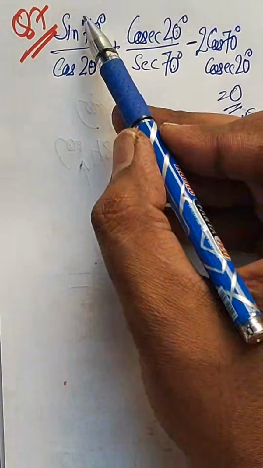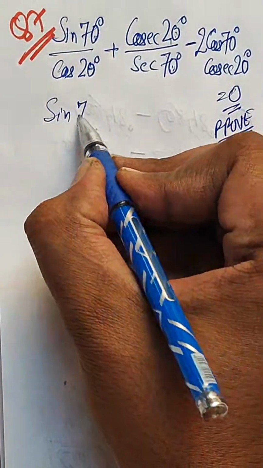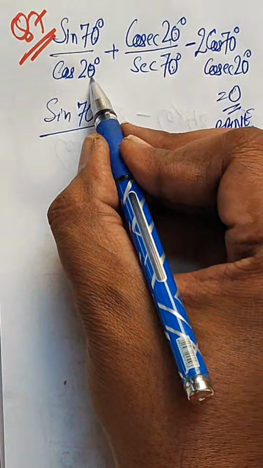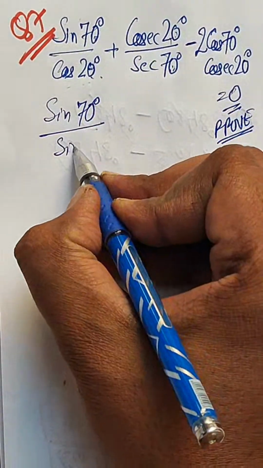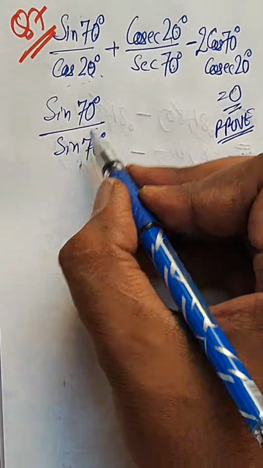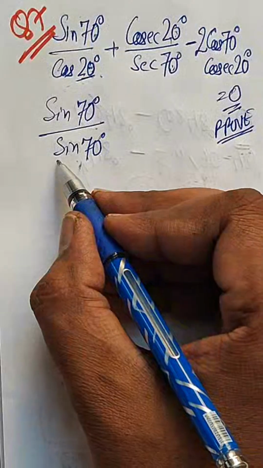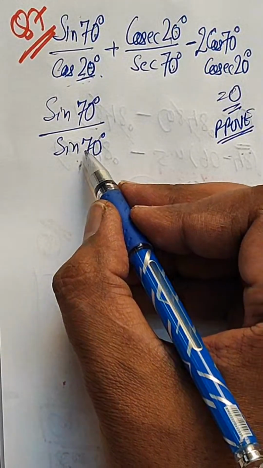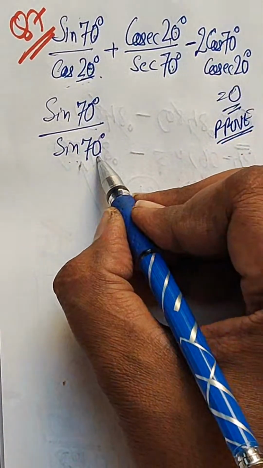So students, sine 70 can be written as it is, and cos 20 is written as cos 90 minus 70. So that is equal to sine 70. I am directly writing it because 20 and 70 are complementary. So we can write cos 20 as cos of 90 minus 70. So that is sine 70.